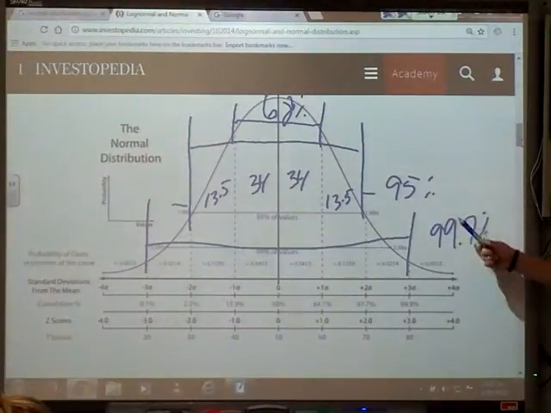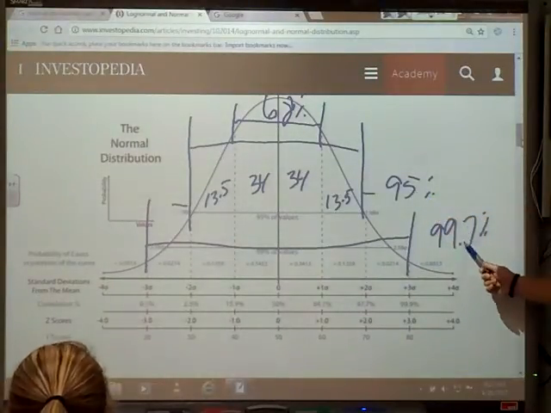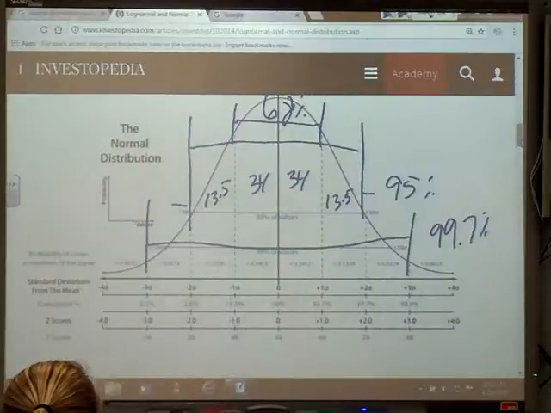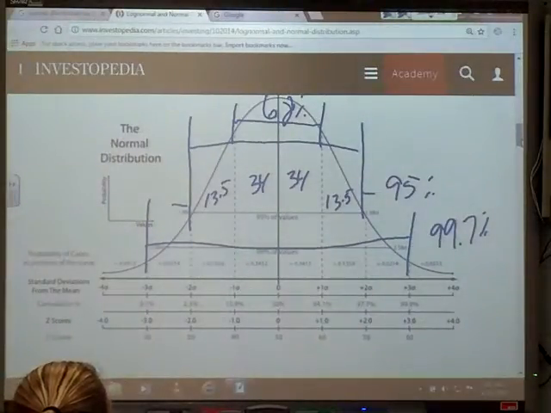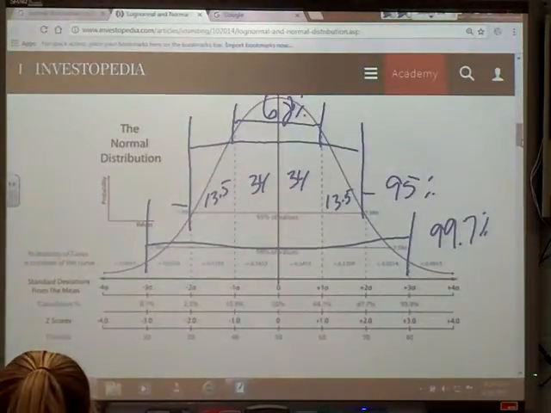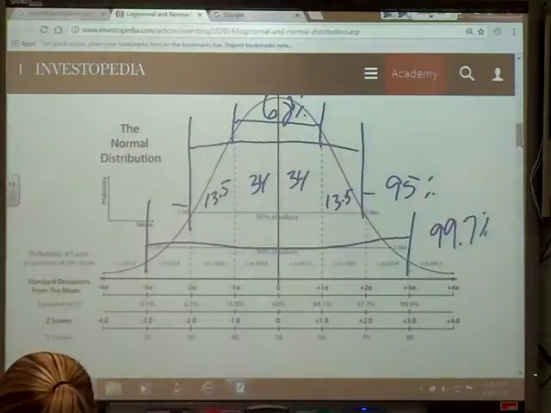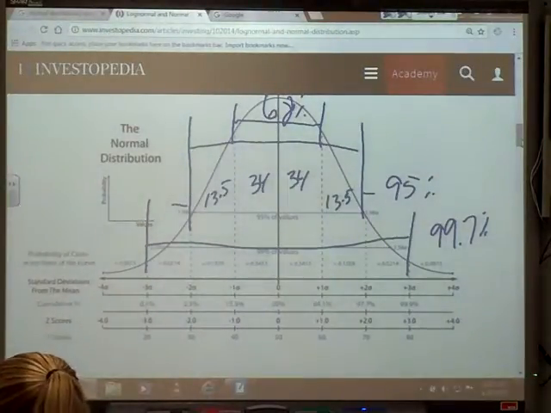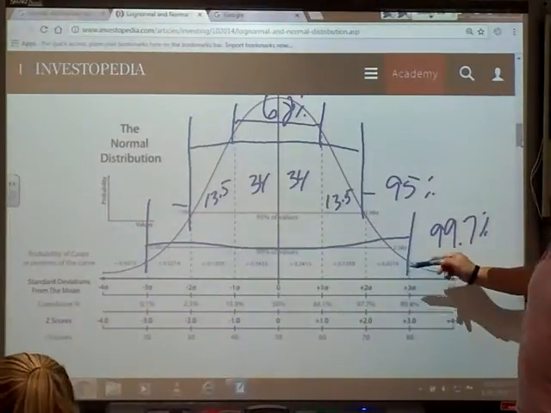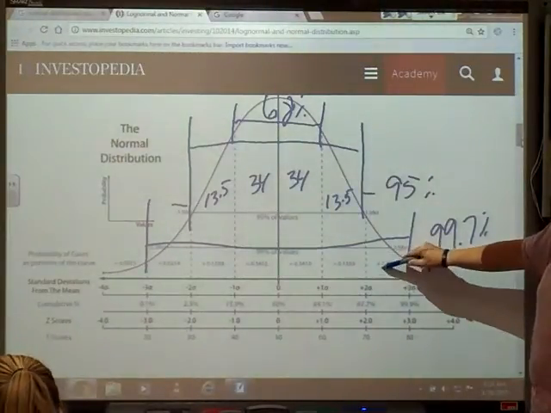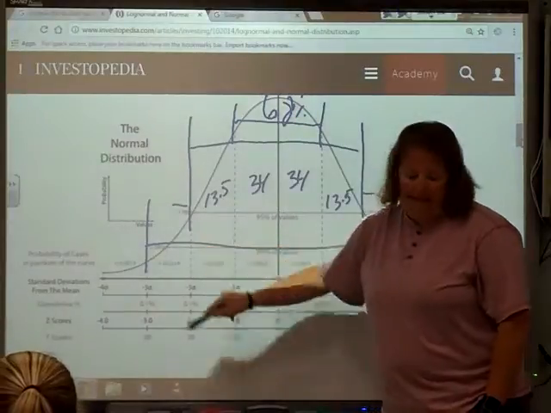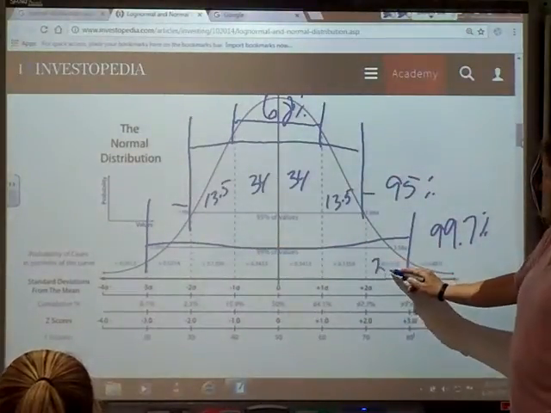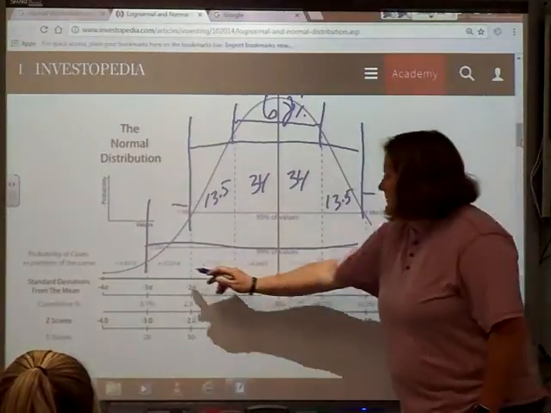Okay, we already have 95 in there, so what's 99.7 minus 95? 2.7. Wait, no. Everybody got 4.7? Okay, so now if that's 4.7 that's left over, I want to know what is in here. So I need to half that. 2.35. 2.35 about. I'm just going to go 2.3 for right now.